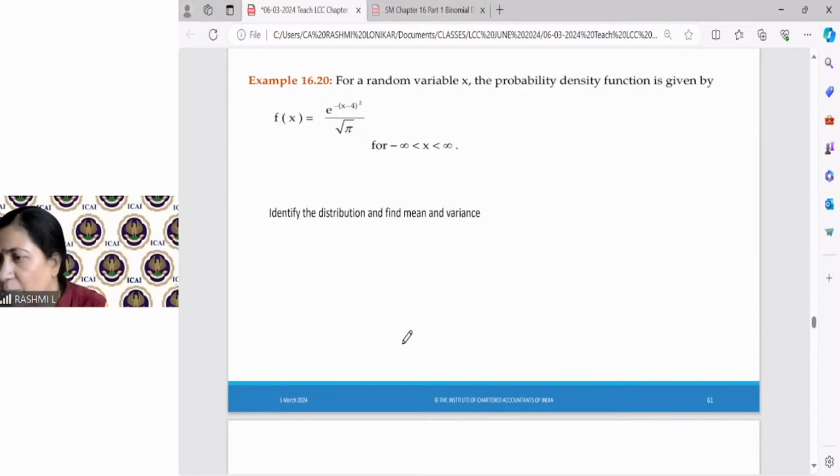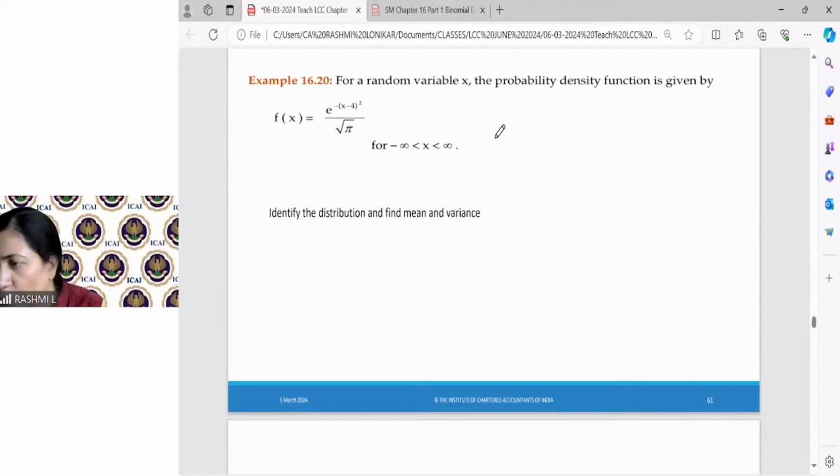For a random variable x, the probability density function is given by this. Okay. Identify the distribution and find the mean and variance. So once this is given, now I have to see what is the distribution, which probability distribution, and what I want to find is the mean and the variance.